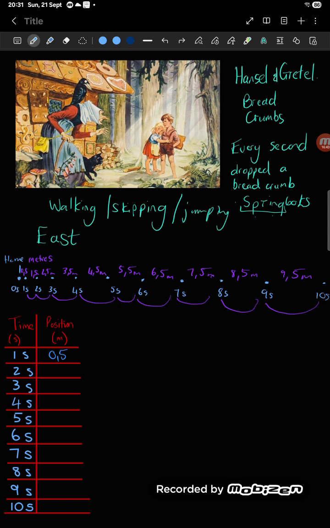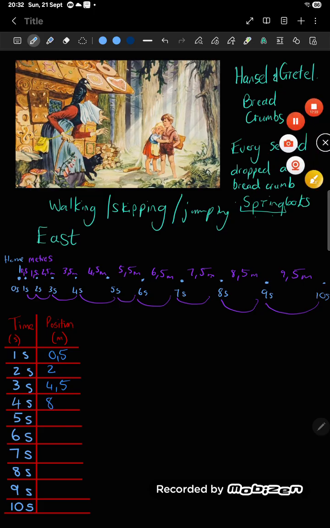In 2 seconds, how far had they gone? Well, the first breadcrumb was at 0. I should have put a 0 here, but anyway. Second breadcrumb was 0.5 away. Between the first second and the second second, they did 1.5, but they've already done 0.5, so 1.5 plus 0.5 is 2. So they did 2 meters. 2 meters plus 2.5, they did 4.5. Okay, 4.5 plus 3.5 is 8.